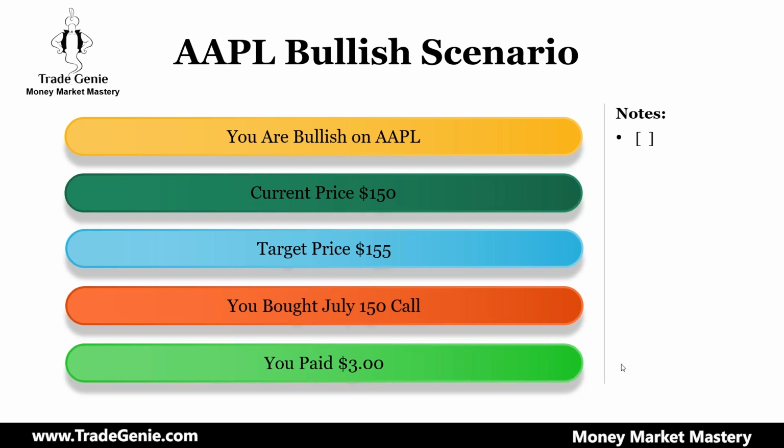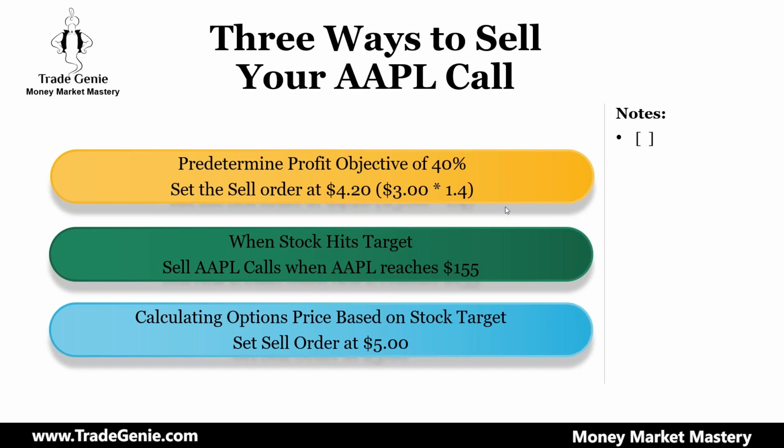You will simply sell saying, okay, I'll be happy when I get 40% profit. So 40% profit on $3 will give you a $4.20 bid. So you set that $4.20 bid, good till cancel, and you let Apple do whatever it's doing. When the option hits $4.20, you are out. So that's one way of selling your option.